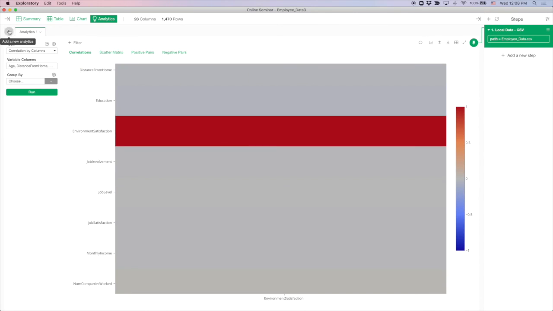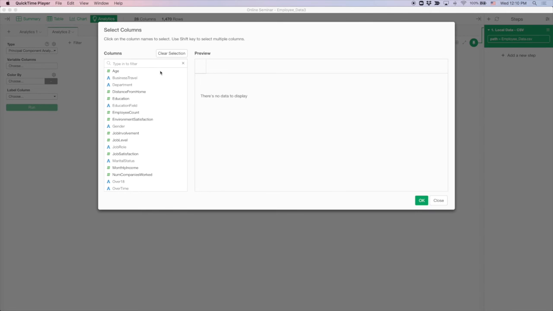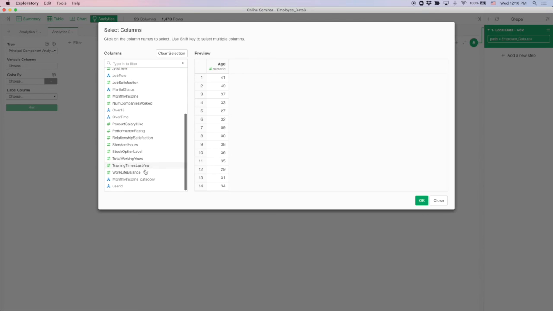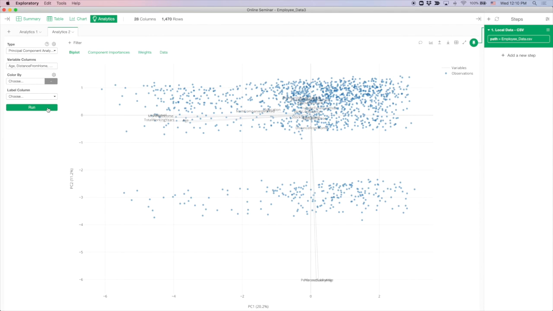Now let's run the PCA. Here we can select all the numerical variables, click OK, and then run it. And now it tries to find these two primary or principal components, PC1 and PC2, and each dot is an employee. So based on the relationships among these multidimensional measures, they are now presented in this two-dimensional space, X and Y.